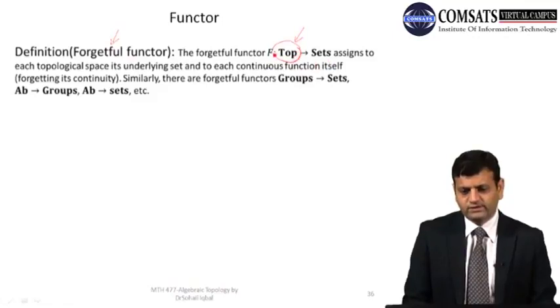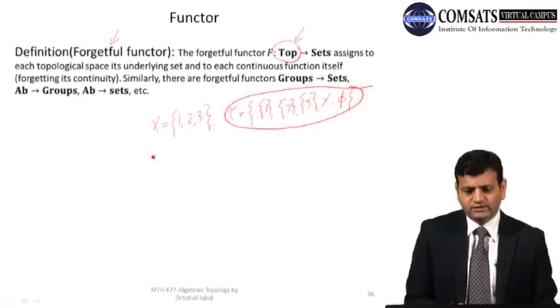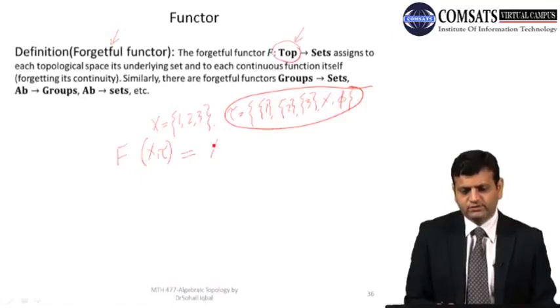So for example, if F is a forgetful functor from Top to Sets, then it will take topological spaces and it will forget that these are topological spaces. For example, if we have a topological space (X, tau) with X = {1, 2, 3} and open sets, let's say just the singletons, X and phi, then it will forget this tau part, and this topological space (X, tau) under this functor F will just be mapped to the set X, which is just the set {1, 2, 3}. So it is forgetting the topological structure of this topology.